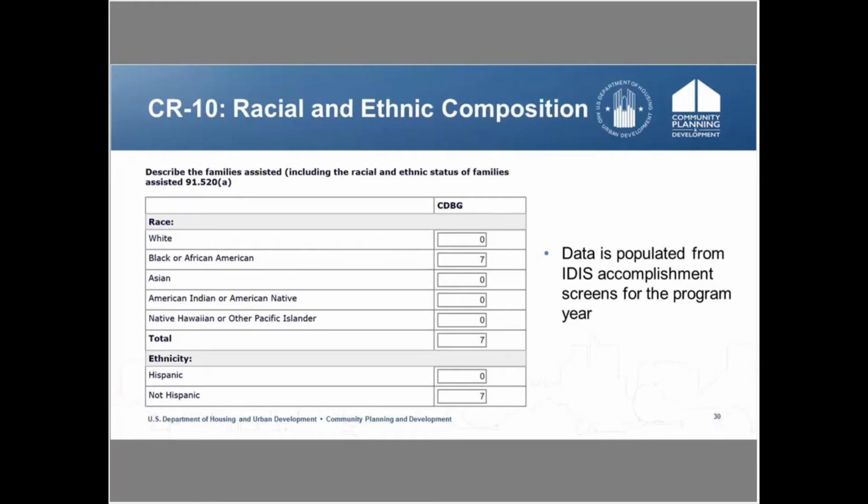All right, so the next screen is CR10, which reports on the families assisted during the program year and indicates the race and ethnicity of those families. So the auto-populated data on this screen is from the accomplishment screens for activities associated with the projects included in your action plan.